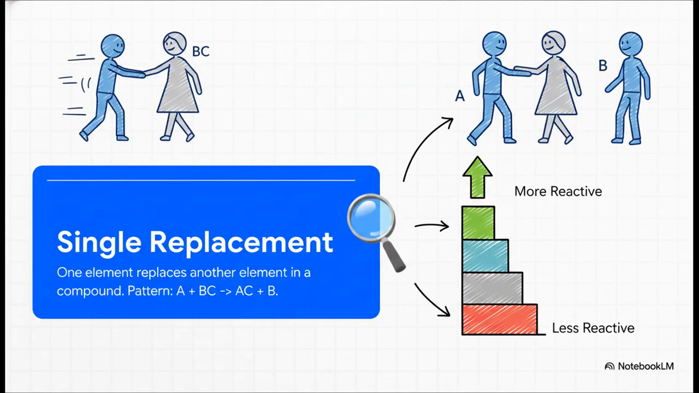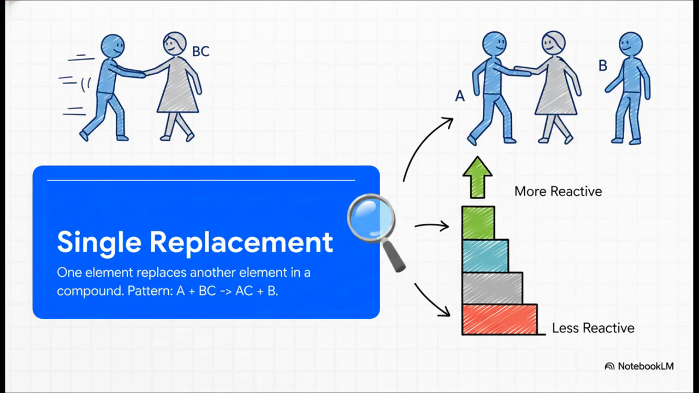Moving right along to pattern number 3, single replacement. The general pattern here is A plus BC yields AC plus B. Picture a dance floor where someone just cuts right in. One element comes in and kicks another element out of its compound. But it's not a random process. It's based on a strict reactivity ranking called the activity series.